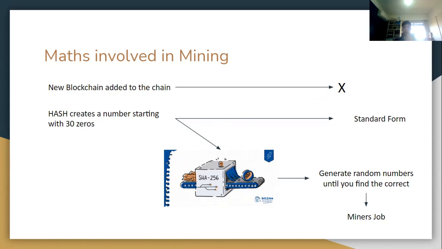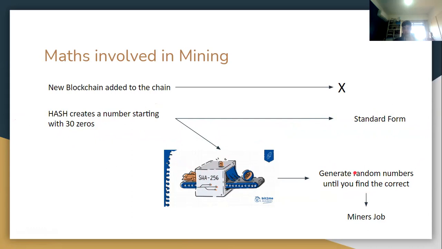So we need to find this X to link this new block to its information, and that the hash creates a number that starts with 30 zeros using the hash generator algorithm called SHA-256. With the 30 zeros, you can use standard form because it is easier to calculate, given that the 30 zeros is a very large number.